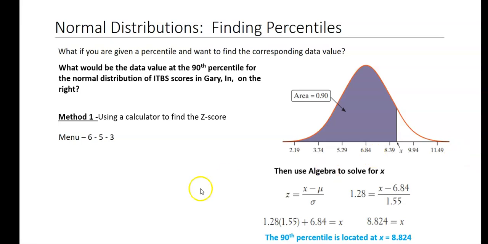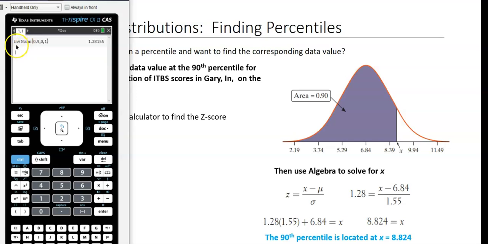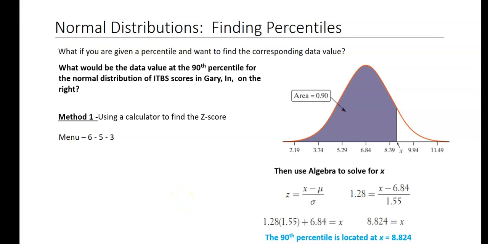So the first method is to use a calculator to find the z-score. So that's what I did here, right? Make sure when you use a calculator command, so when you go to menu 653, you can see what I put in. I put in the area, 0.9. I put in the mean was 0 and standard deviation was 1. That's true for any z-score. So I first find the z-score doing that method. Then I use that z-score of 1.28 and plug it into the formula, used some algebra or the solve command, and found that the 90th percentile is located at x equals 8.824.